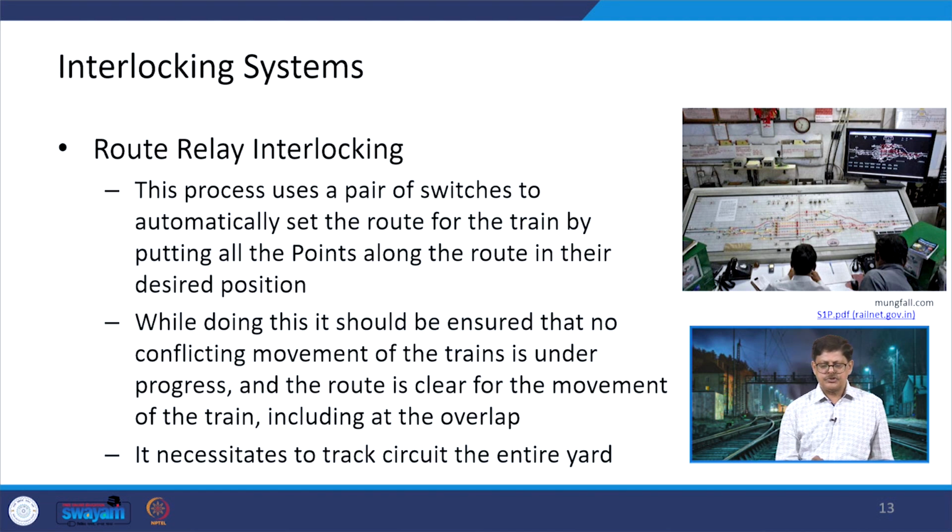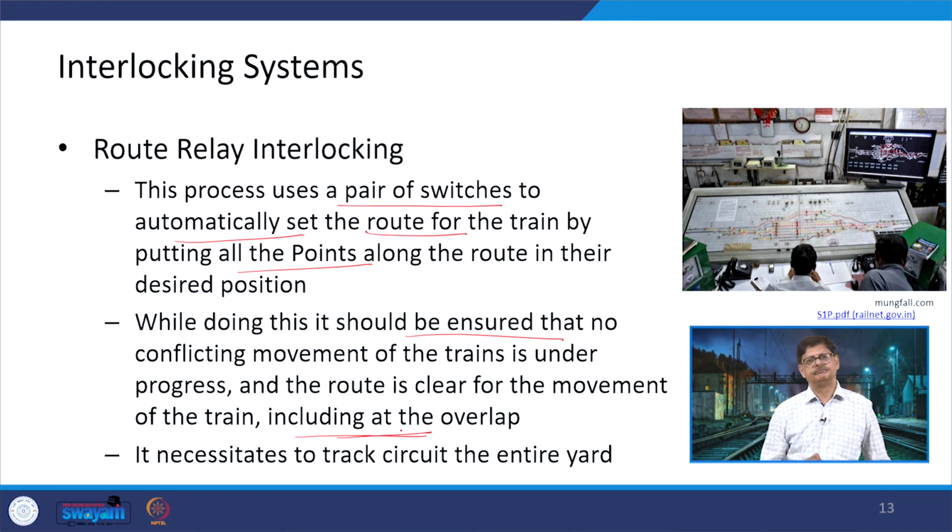Now, this process uses a pair of switches to automatically set the route for the train by putting all the points along the route in their designed positions. And while doing this, it should be ensured that no conflicting movements of the trains are under progress and the route is clear for the movement of the train, including at the overlap area.